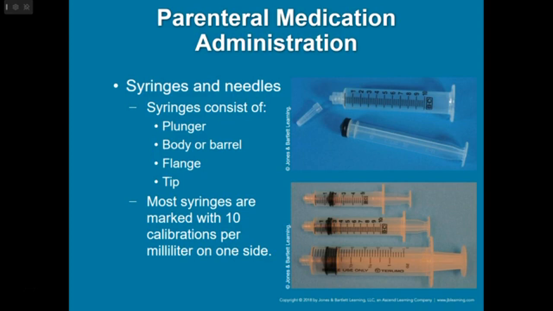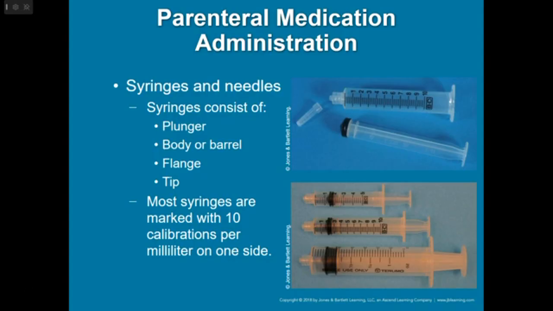That way I can be the most accurate as possible. It's hard to accurately draw up 1 milliliter of fluid into a 20 or 30 milliliter syringe. It's easy to accurately draw it up into a 1 milliliter syringe. We want to be as accurate as possible so that way we don't risk over medicating the patient.